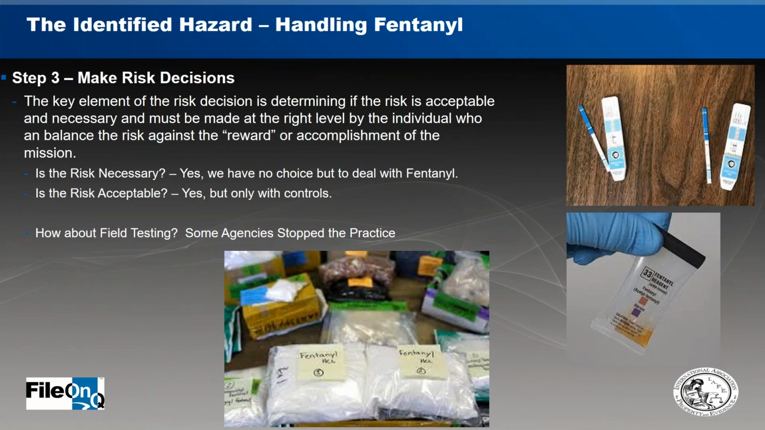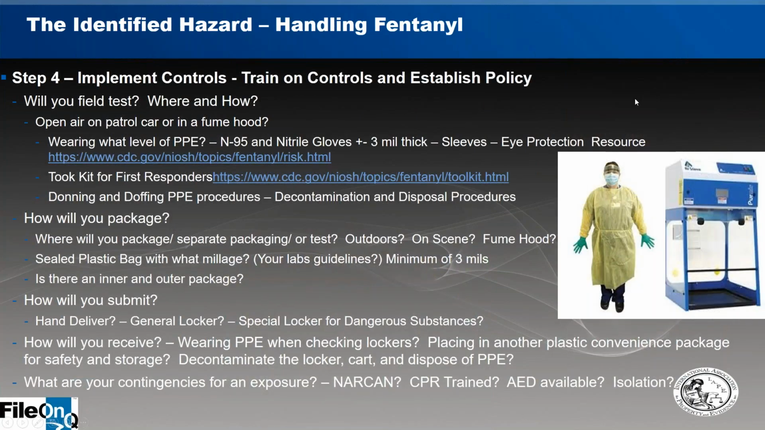Some agencies decided the risk wasn't acceptable, so they stopped that practice and that task. Others decided the risk was acceptable because PC arrest couldn't be possible without it, and so we had to implement controls to be able to do that more safely. So that's how we make the risk decisions on what we're going to do. Then you've got to implement controls. What are you going to do about it? Will you field test? If you do, where and how? Are you going to do it in the open air on a patrol car or in a fume hood?